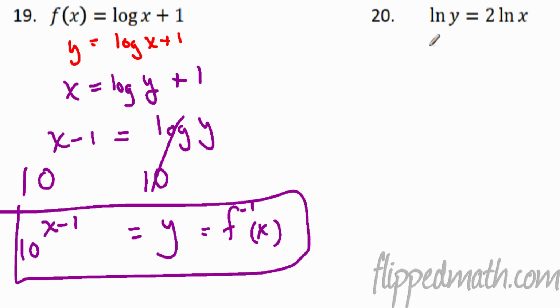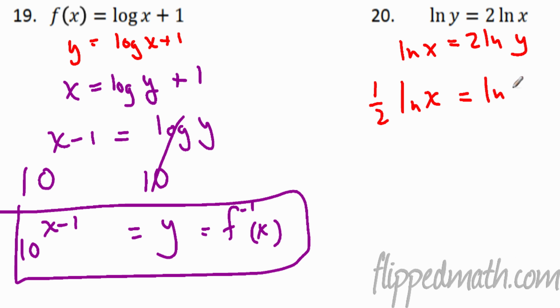So we want to switch x and y. So we're going to get here the natural log of x equals 2 times the natural log of y. And I want to solve it for y. First thing, I am going to multiply both sides by a half. So 1/2 times the natural log of x equals the natural log of y, right? Because the halves would cancel with a 2.